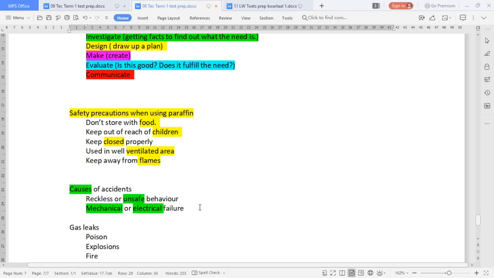Let's have a look at a car, for example. We can drive very unsafely and we can cause an accident. We can have a mechanical failure. The brakes fail. We can't drive properly. We get into an accident. We can have an electronic failure where the battery cuts out and we cannot drive because there is an electrical fault.